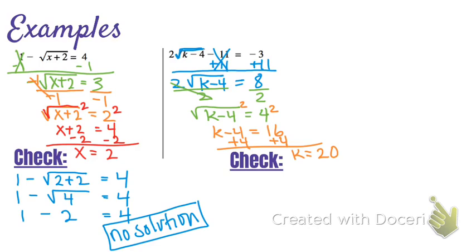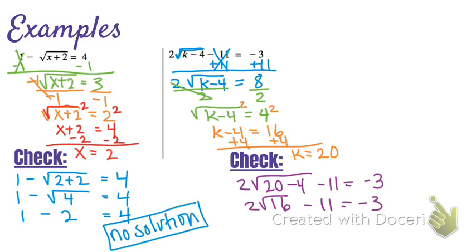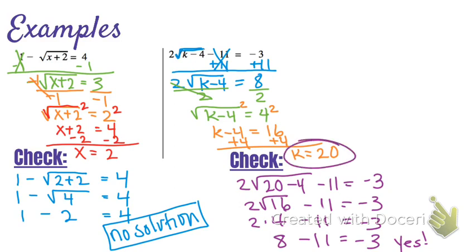So let's take a look and see if this works. I'm going to check it by rewriting this equation, but instead of k, I'm going to put in 20. 20 minus 4 is 16. The square root of 16 is 4. Then 2 times 4 is 8. 8 minus 11 is -3. So k equals 20 does work and is the solution.